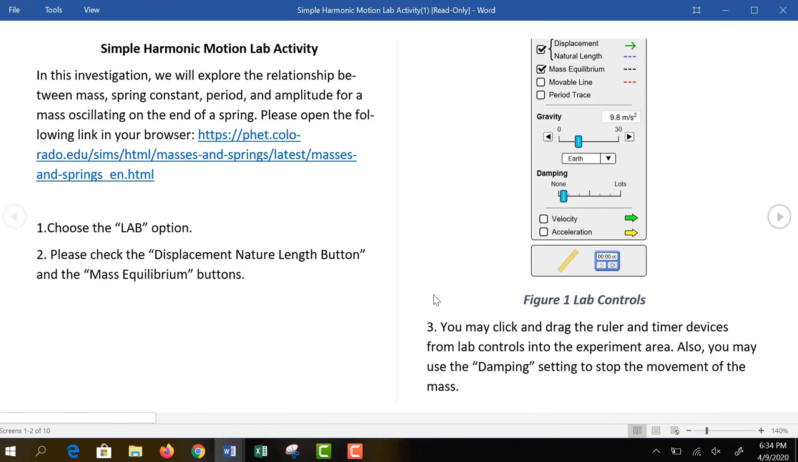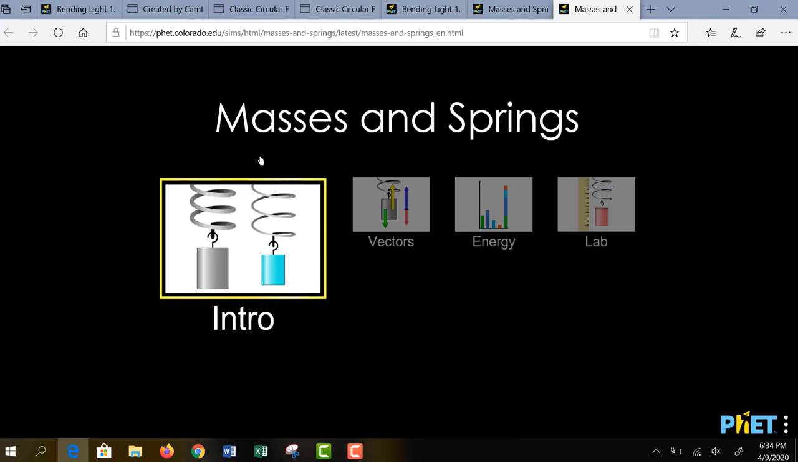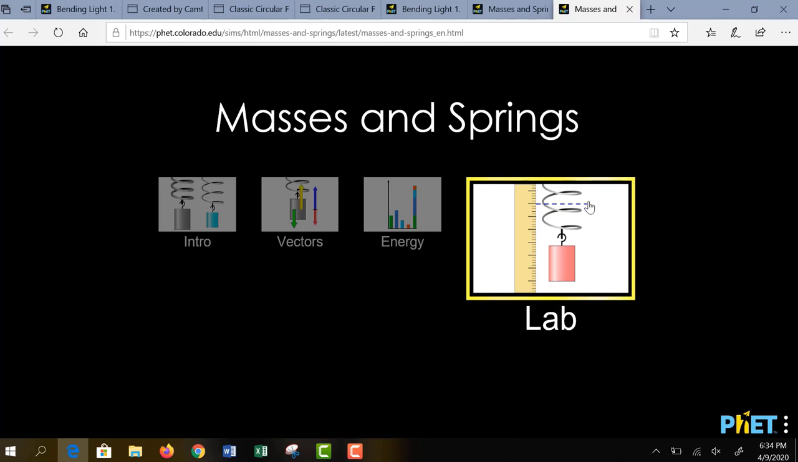And it's one of these PhET ones, as you can see here. So to open up the PhET, I'll just do Control click, or you can copy that and put it into your browser. Whoops, Control click, and there we go. It looks like this, and what we're going to be using is the one over here called Lab. I just wanted to show you a few things about this.